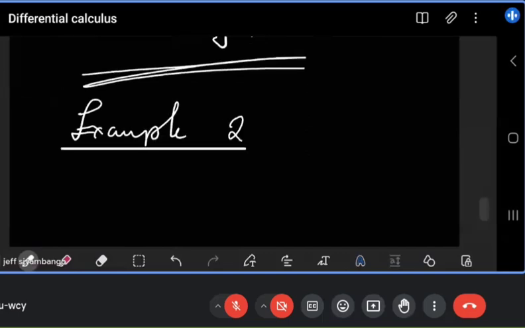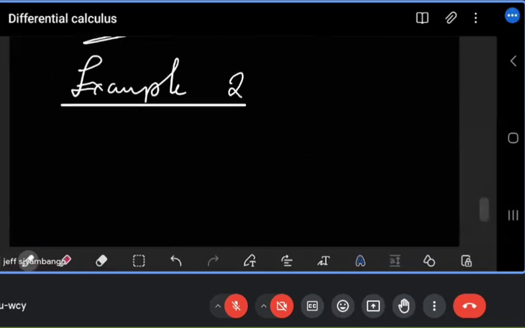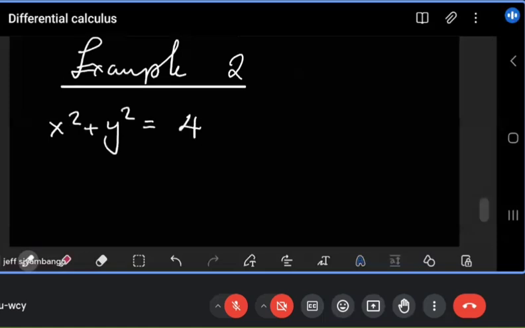Let's look at another. For this one, I want something that we can actually check. We'll pick an example which we can differentiate implicitly, and we can also differentiate explicitly. So I'll pick the equation of a circle. So let's say a circle of radius 2, something like this. So we want to find dy/dx.